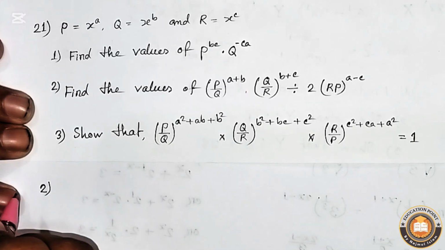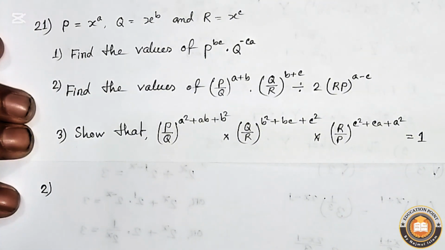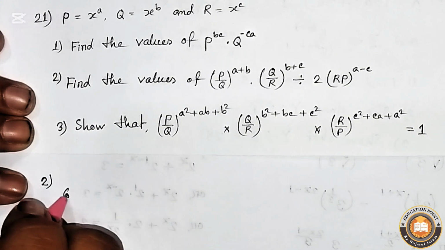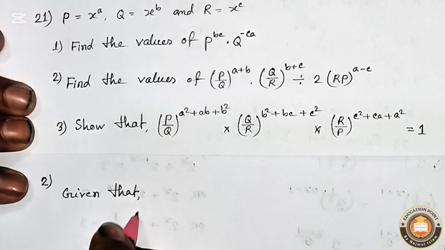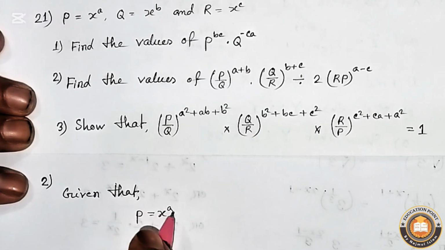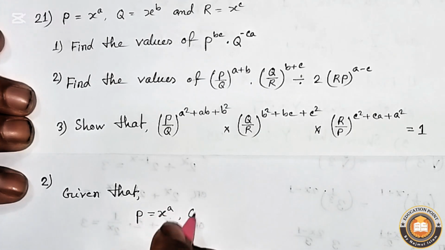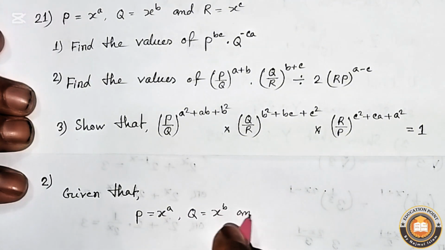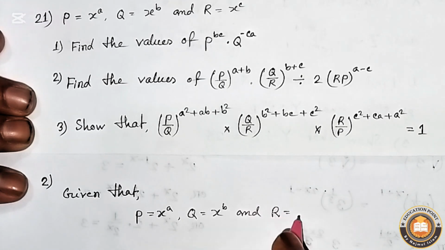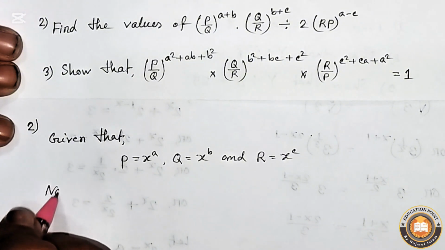Number 2. Find the value of p by q whole power a plus b into q by r whole power b plus c divided by 2 into rp their whole power a minus c. Given that p equal x power a, q equal x power b and r equal x power c.